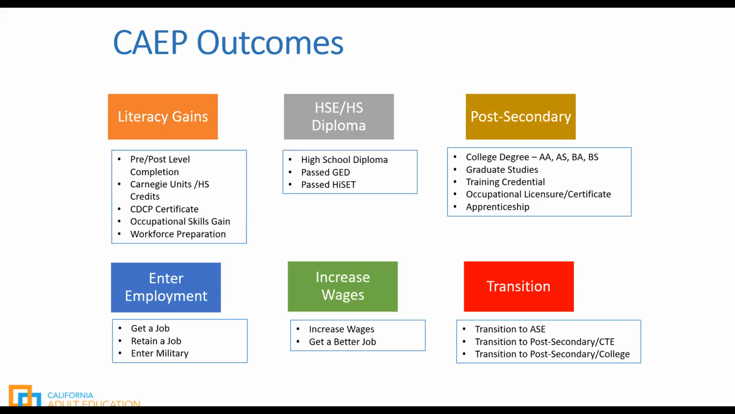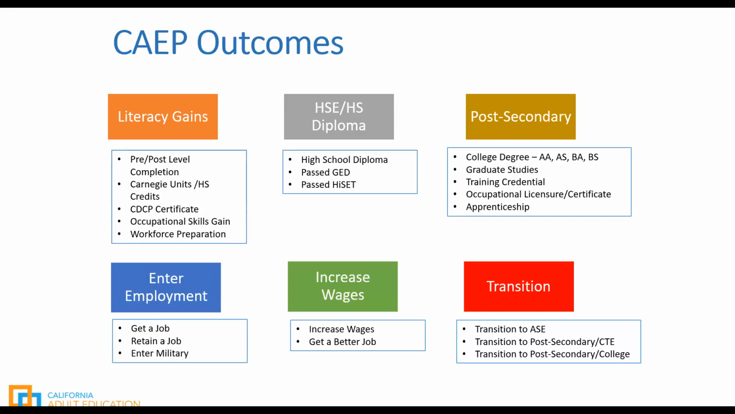Any units from high school, certification, occupational skills gain, workforce preparation. Then you have your HS diploma, high school diploma. So that's high school diploma, GED, and post-secondary, post-testing secondary, anything from college degrees, AA, AS, BA, and BS, graduate studies, training credentials, occupational certification, and apprenticeship.